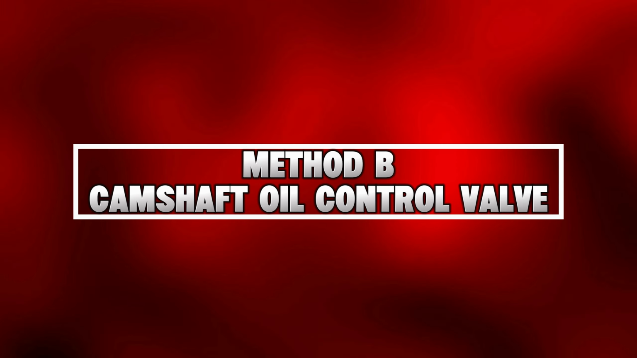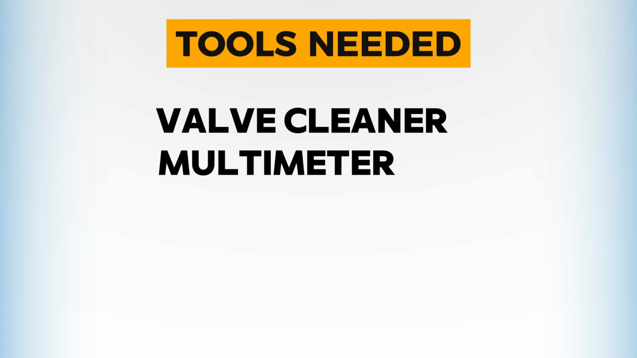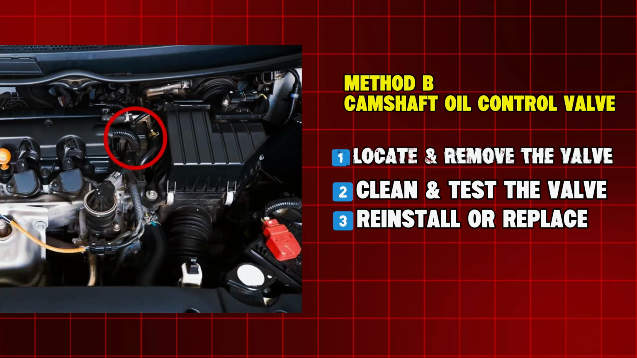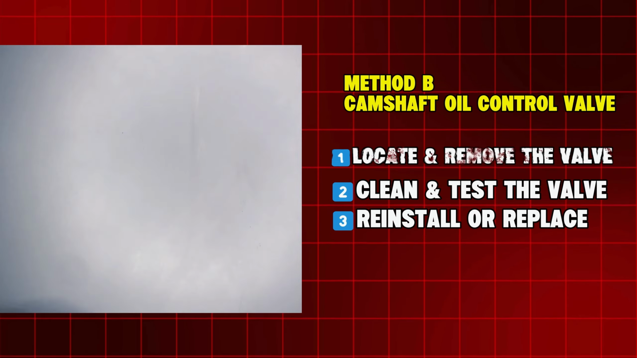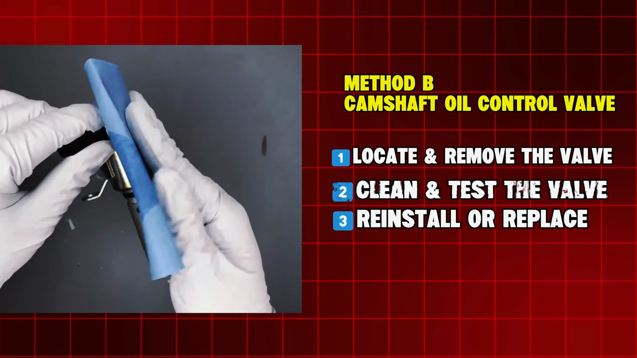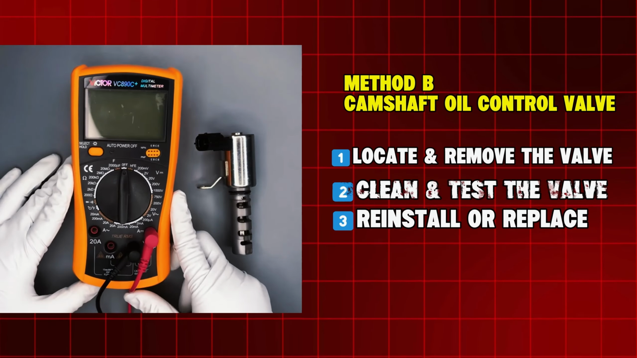Method B: camshaft oil control valve. Tools needed: valve cleaner, multimeter, replacement valve if needed. Found in engines with variable valve timing (VVT). Carefully detach the valve from the engine. Use valve cleaner to remove debris. Test resistance with a multimeter.